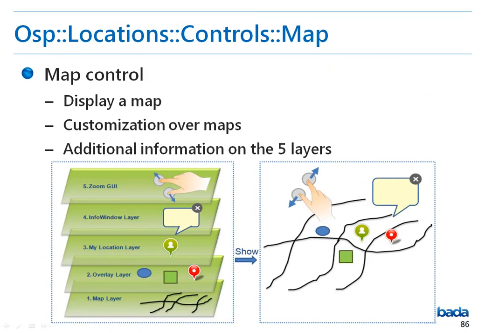Finally, let's take a look at the map control. Now, the map control is a UI control which displays the map on the screen. While the iMaps interface, introduced earlier, only supports rendering, the map control automatically processes the user interfaces by placing various layers over the map layer.